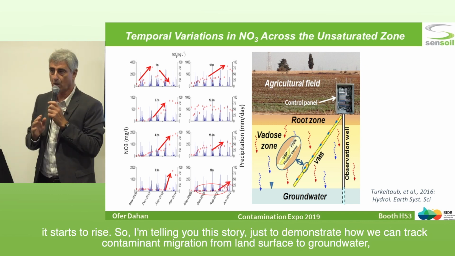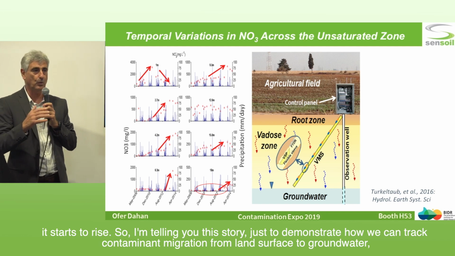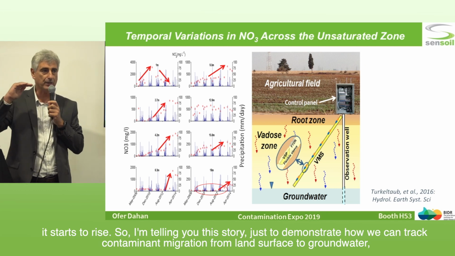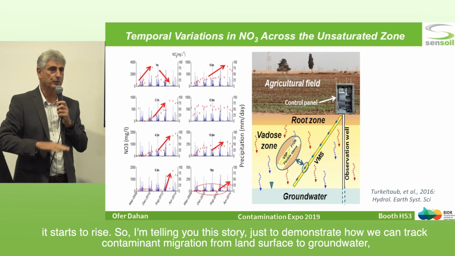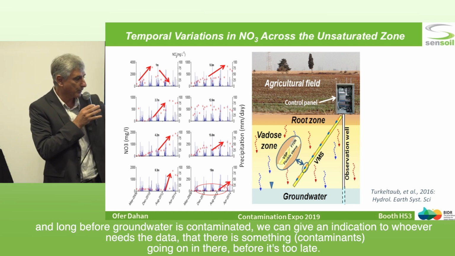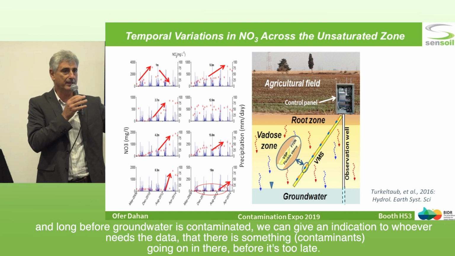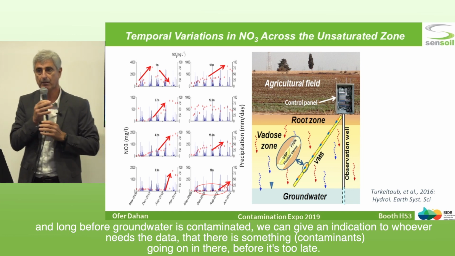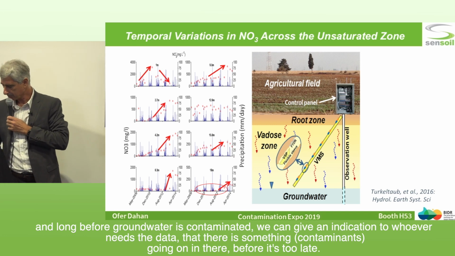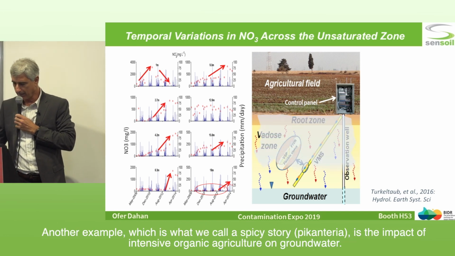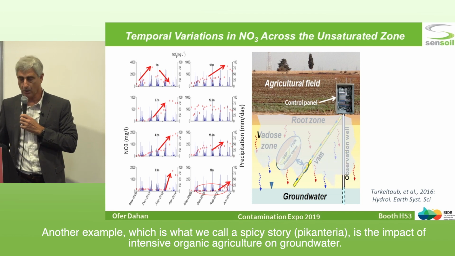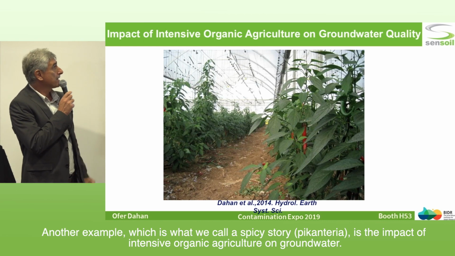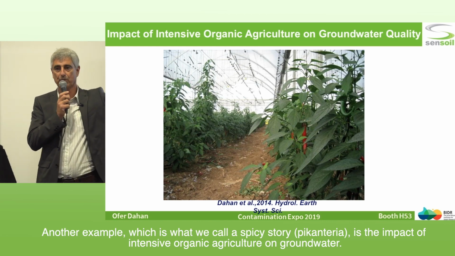So I'm telling you all this story just to demonstrate how we can track contaminant migration from the land surface to the groundwater. And long before groundwater is already contaminated, we can give an indication to whoever needs the data: listen, there is something going up in there before it's too late. Another example, okay, this is the process I just explained. Another example, which is a picanteria, as we call it, is the impact of intensive organic agriculture on groundwater.